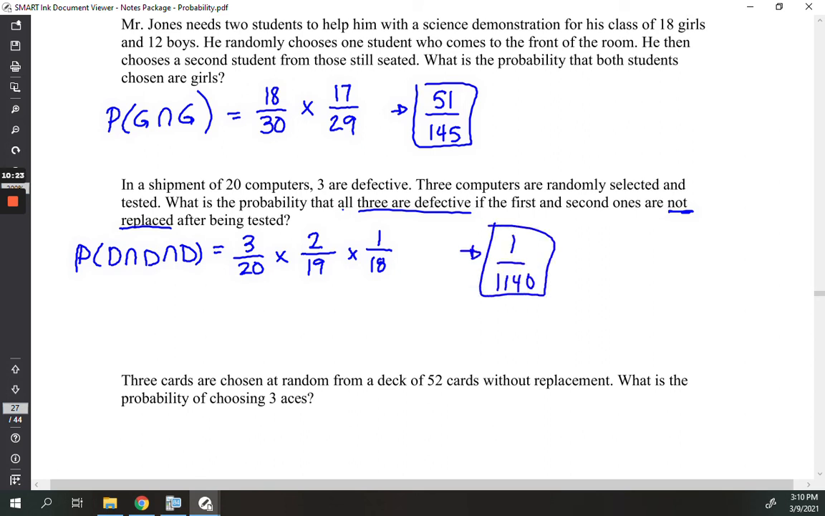So those are all examples of dependent events where you have to be a little bit careful because whatever happens first might change the probability of your second one.